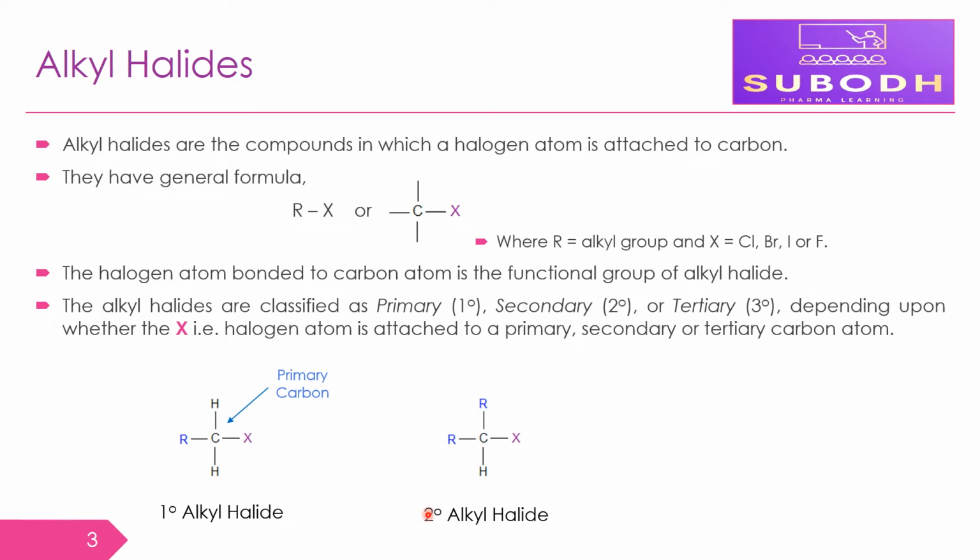In the secondary alkyl halide, the halogen atom is attached to secondary carbon. The secondary carbon is the carbon atom which is attached to two other carbon atoms. In the tertiary alkyl halides, the halogen atom is attached to tertiary carbon. The tertiary carbon atom is the carbon atom which is attached to three other carbon atoms, as shown in this structure.